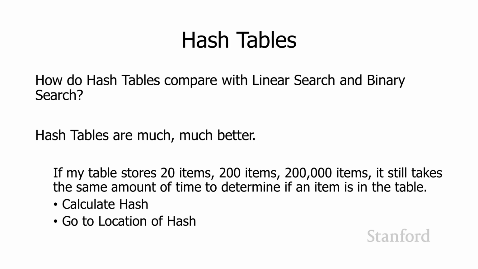I could have 1 million data items. It's still going to take the same amount of time for me to determine the hash for an individual item. And then it's super easy once you have the hash. You just go to a particular item in the array. That's pretty much instantaneous. So this works super, super well.